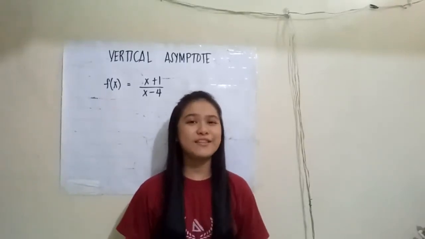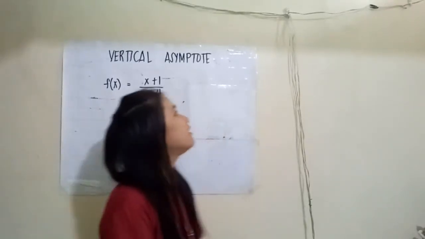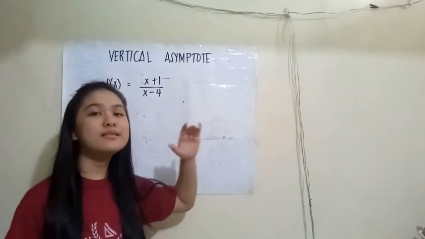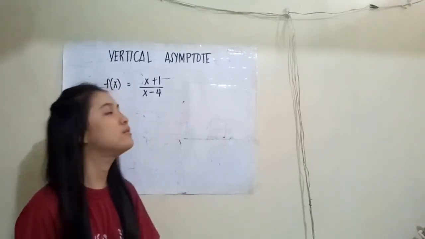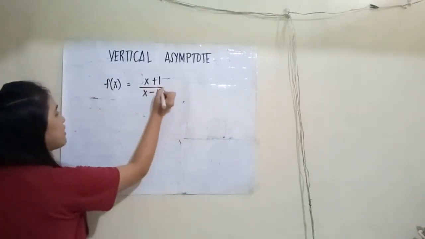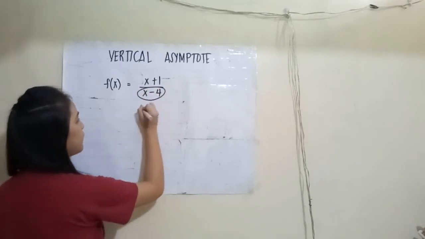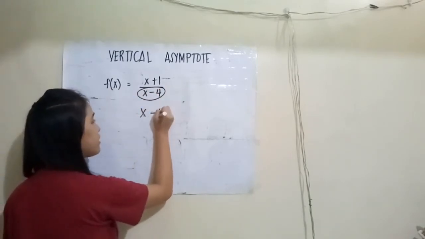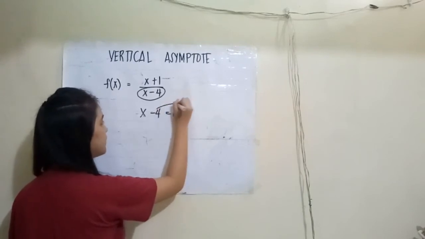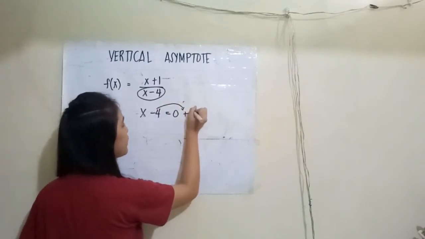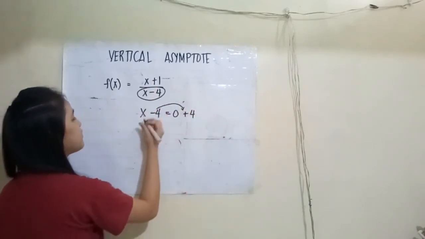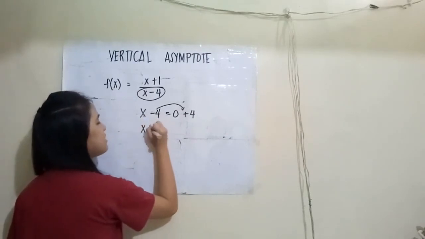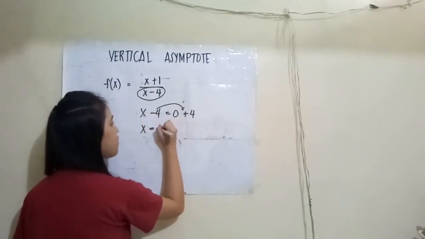Next, getting the vertical asymptote. Getting the vertical asymptote is the same as getting the domain. We just have to equate our denominator to 0. So x minus 4 equals 0, transpose plus 4. So our vertical asymptote will be x is equal to 4.